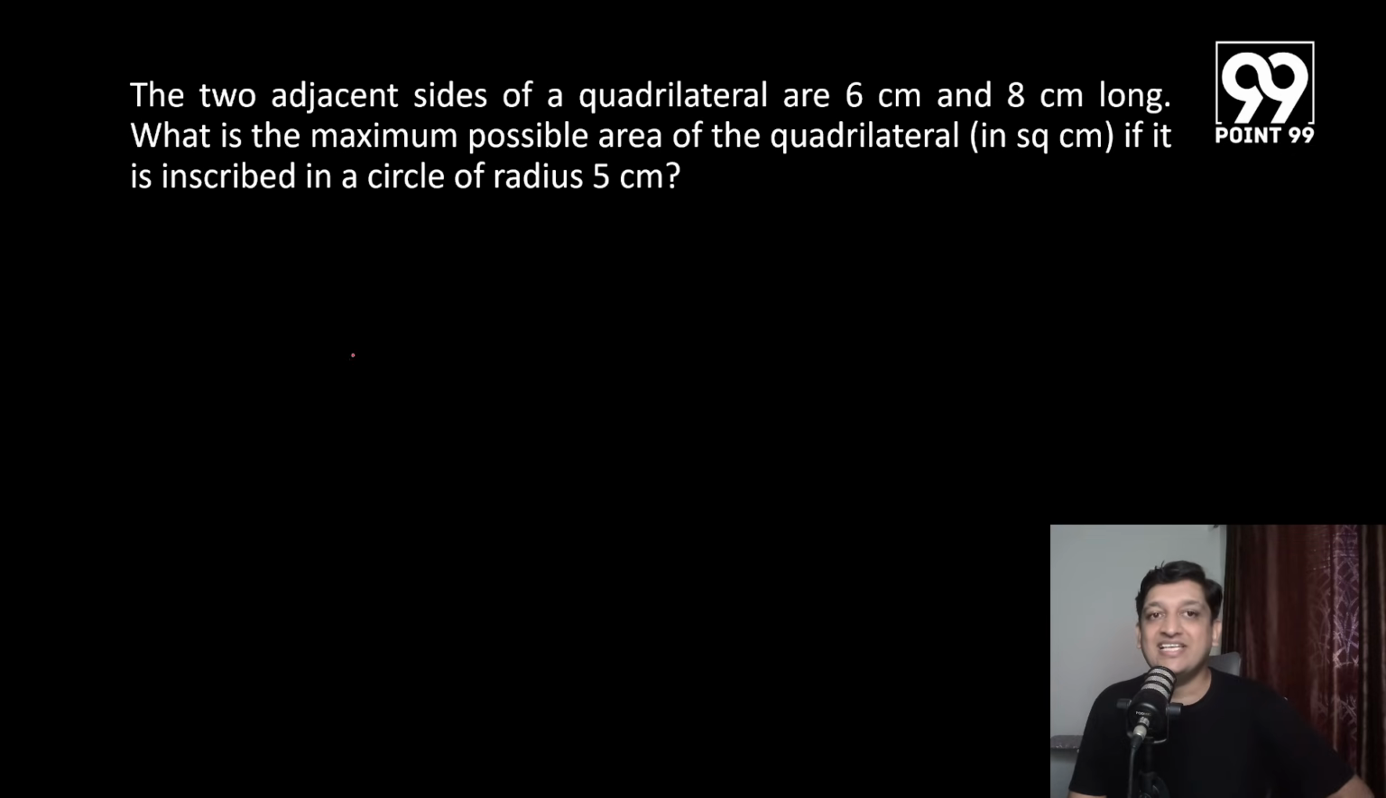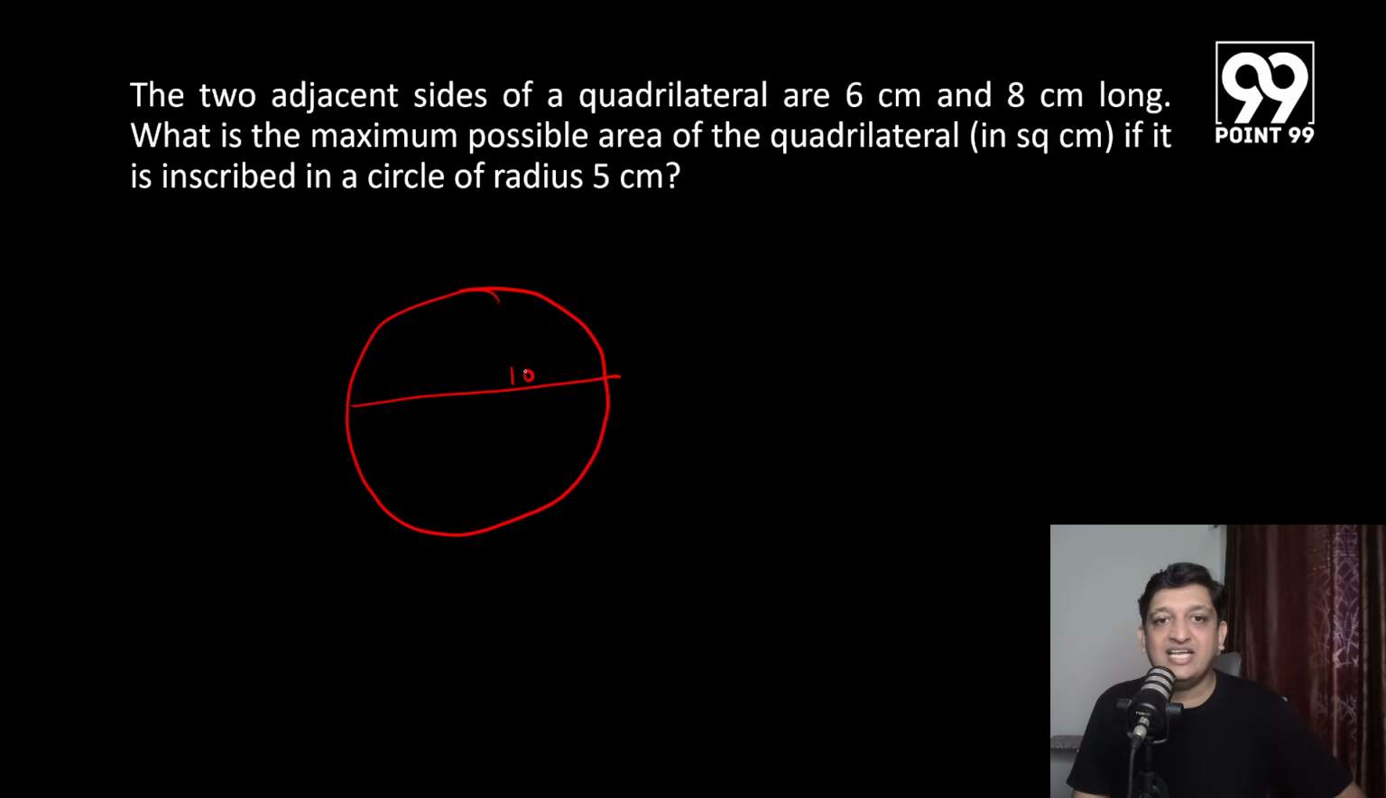But it is not the case. You have to form a quadrilateral. You are not expected to form a square. So now if you look at what is happening in this particular context, the quadrilateral is inscribed in a circle of radius 5 centimeters. So let's say the diameter is 10. We also know that the two adjacent sides of the quadrilateral are 6 centimeter and 8 centimeter.